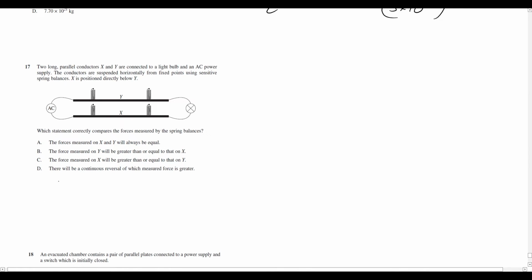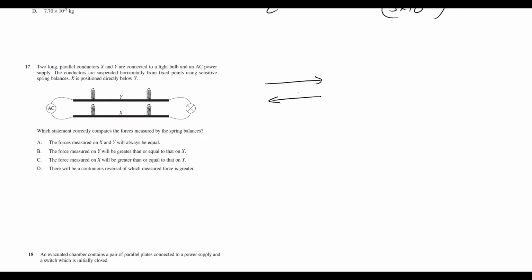But that would actually be incorrect here. So what we need to do is quickly consider the situation where the current is going, let's say, clockwise in this system, even though it is alternating. So that means on the top, on Y, it's going to the right, and on X, it would be going to the left.